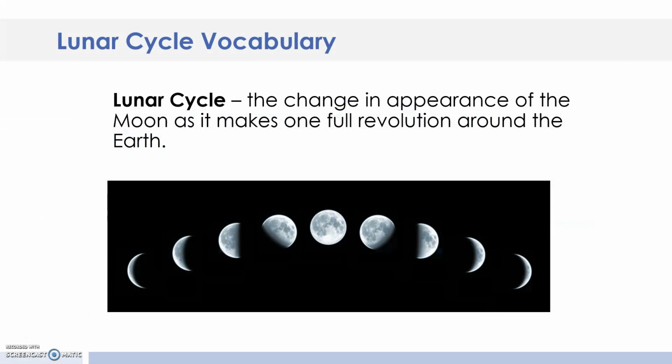So, some vocab here. The lunar cycle itself is the change in the appearance of the moon as it makes a full revolution around the Earth. So we talked about rotation and revolution of the Earth going around the sun, but the moon is also doing the same thing. The moon is doing this around the Earth instead. So the moon is making an orbit around the Earth. It follows its own path, and as it does that, it looks different to us here on Earth. So that's the lunar cycle.